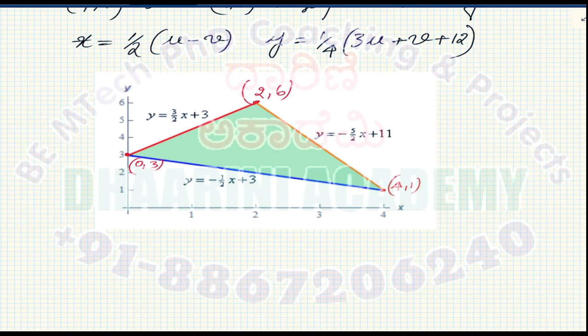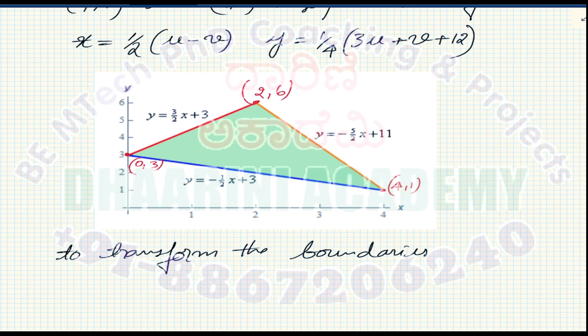Now, what we can do here: the x and y already have been given. So let's try to transform the boundaries of these curves into u and v, right? So we know that they already have given the transform. I'll just write to transform the boundaries, in the sense, boundaries of the given region. We'll start with each of the straight lines. So the first straight line says y is equal to 3 by 2 x plus 3.